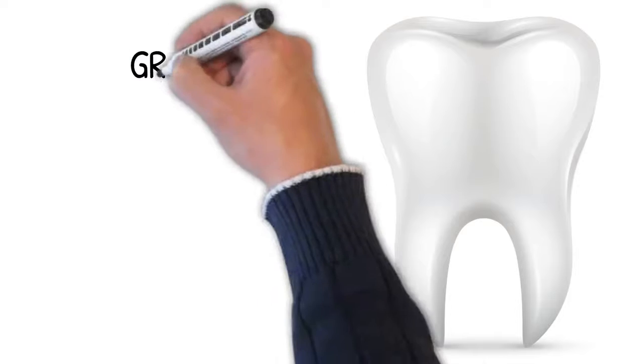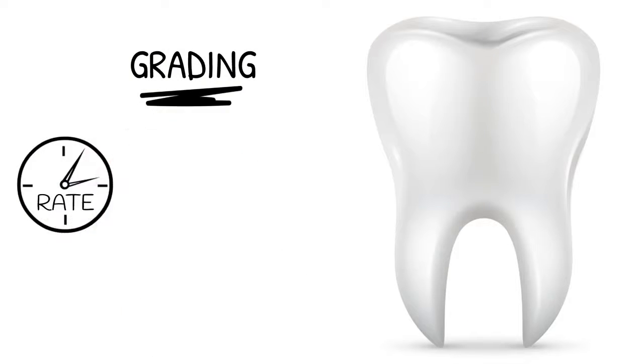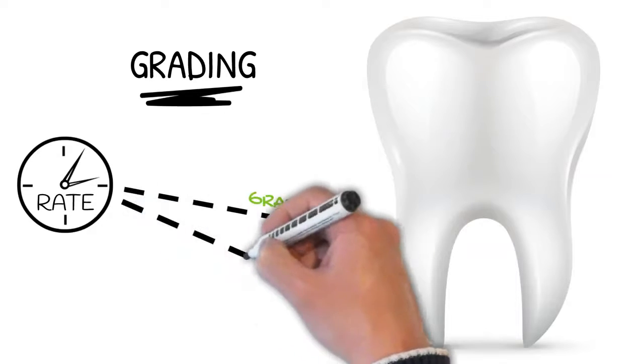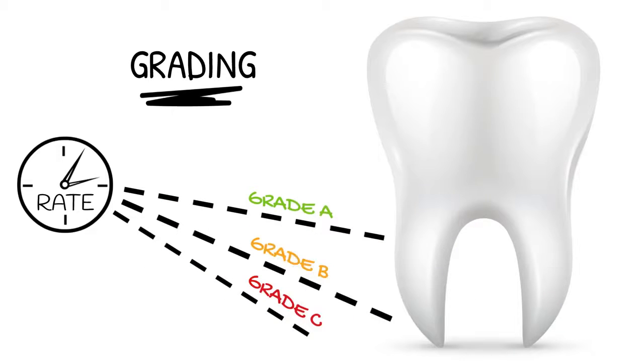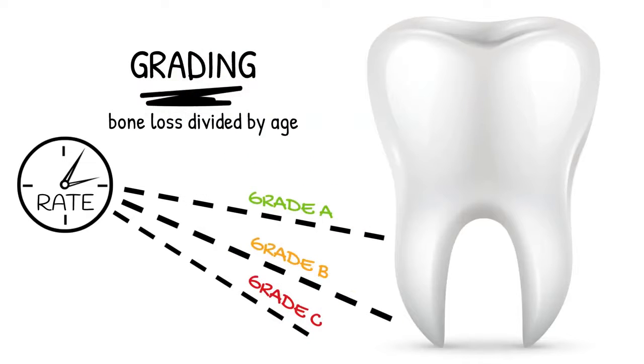The second component is grading. This represents the rate of bone loss that has already taken place. Grade A is a slow rate, Grade B is moderate, and Grade C is a rapid rate. This can be calculated using a simple calculation where the percentage of bone loss is divided by the patient's age. To make it easy, you only need to remember the extremes of bone loss.